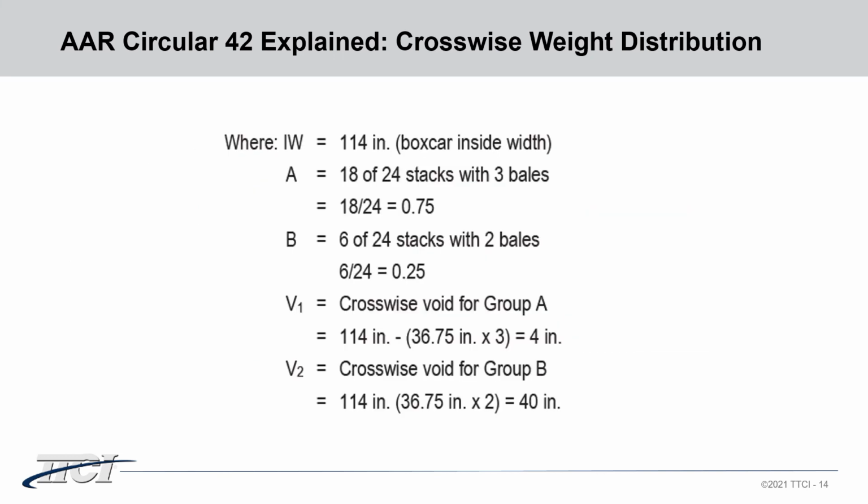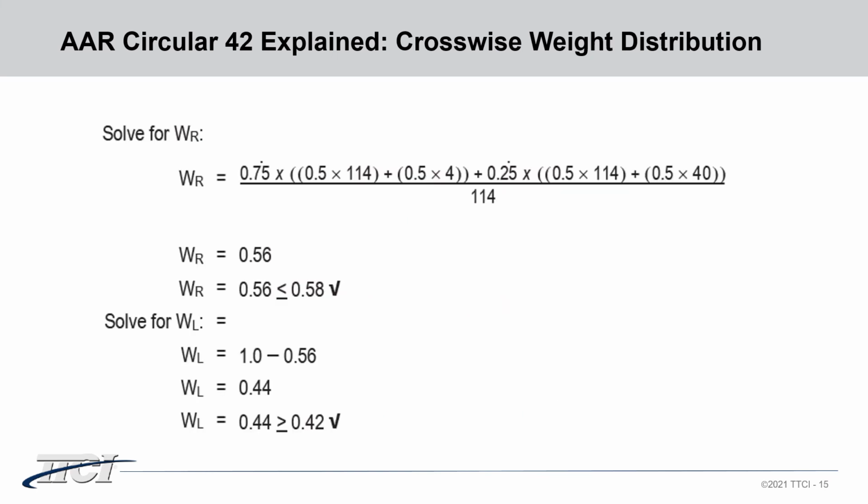And here's what we know: the inside width of the rail car, the calculated variables A and B, which represent the ratio of the load at each crosswise space, and the actual crosswise space for both groups. Variables A and B are key, as they define the amount of the load in each crosswise grouping. Then we simply insert these numbers into the equations and solve for W sub R and W sub L.